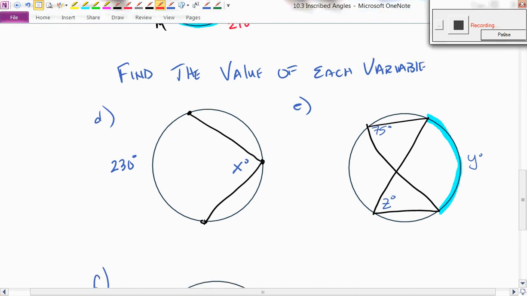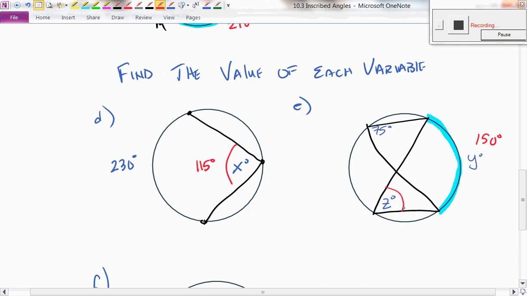Rocio, could you please tell us what you came up with for D? Now, why is this one 115? I don't get it. Why is it? It has to be half of 230. And what did you get for Y over here for part E? 150 because it's what? Has to be twice 75.